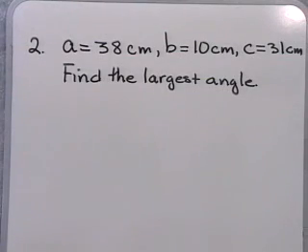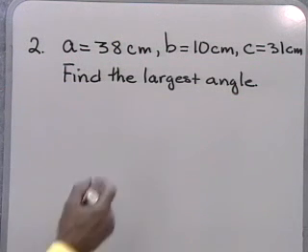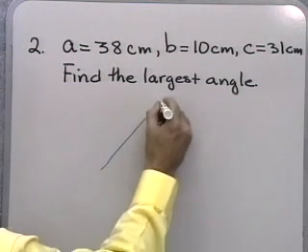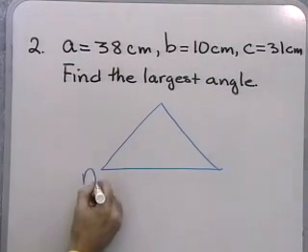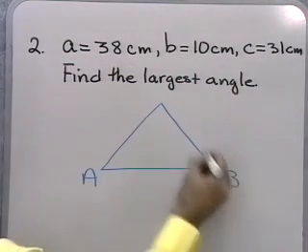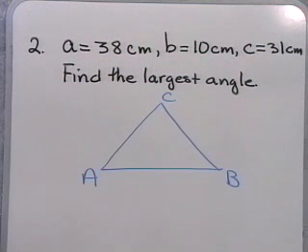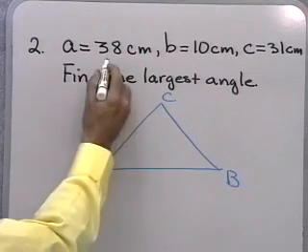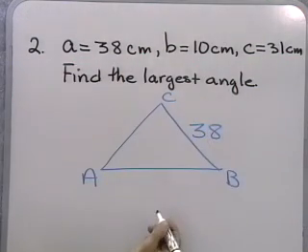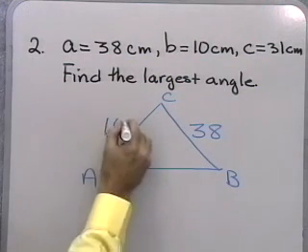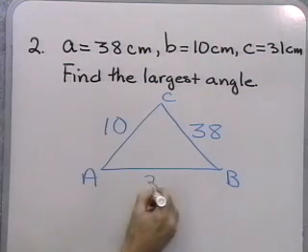Here's a triangle in which I'm given 3 sides and asked to find the largest angle. So I'll draw a diagram. Again, the diagram doesn't have to be accurate. It's just something that I can use to label the information that I'm given and the information that I'm asked to find. So if I label the triangle this way, side A is 38, so I'll write that in over here. Side B is 10, I'll write that in, and side C is 31.